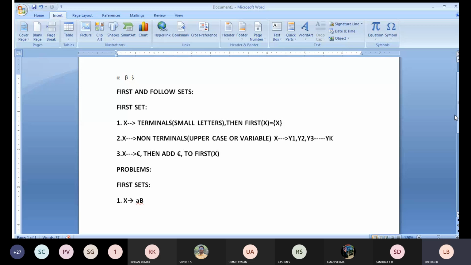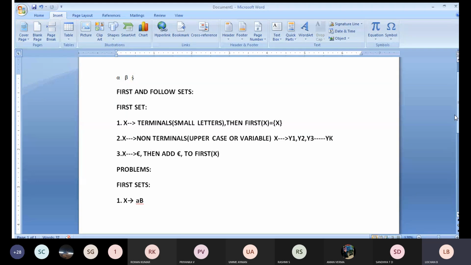Whenever you get a terminal at the start, terminal means small case letter, you are going to write the solution as it is with respect to the small case letters. No changes. For example, in the first problem, X implies small a B. Small a is your terminal, capital B is your non-terminal. Whenever you start a production, if the first symbol is a terminal, you write it as it is.